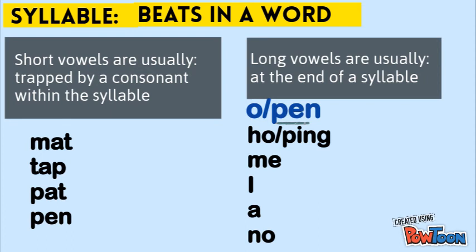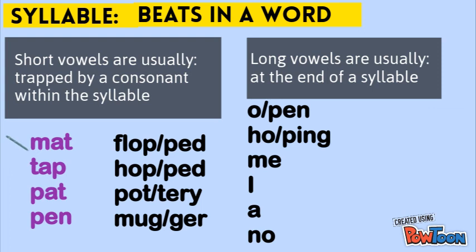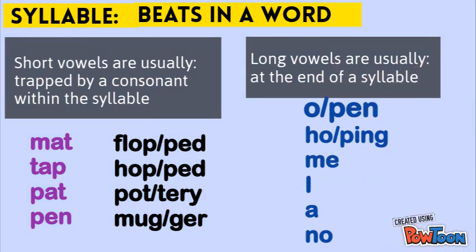Often if there's a vowel trapped with a consonant at the end, it would be a short, quick sound. Mat, tap, pat, pen, they would all be short vowel sounds because they're trapped by the final consonant. If a vowel's at the end of a word, or at the end of a syllable, it would usually be a long sound. So for example, in me, the E at the end would be long. I is a long sound. A is a long sound.